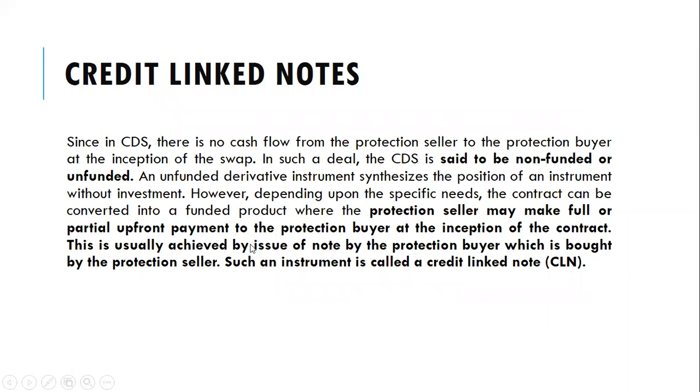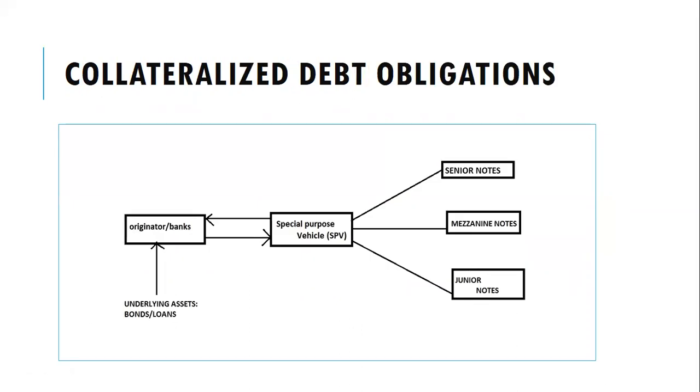And thus it is usually achieved by the issuance of a note by the protection buyer, which is bought by the protection seller, and thus the protection seller makes some upfront payment, and such an instrument is always referred to as a credit linked note.